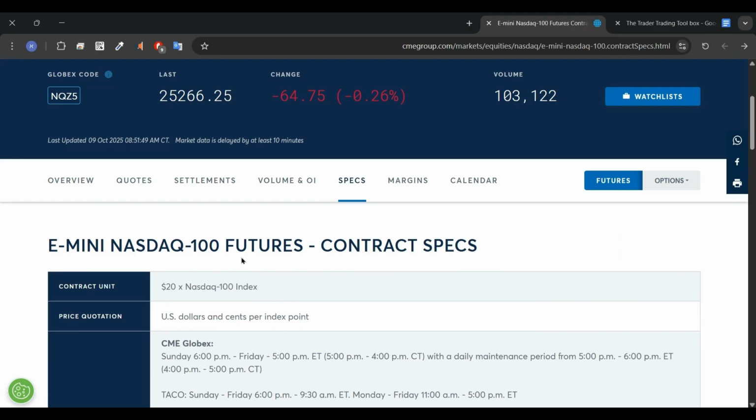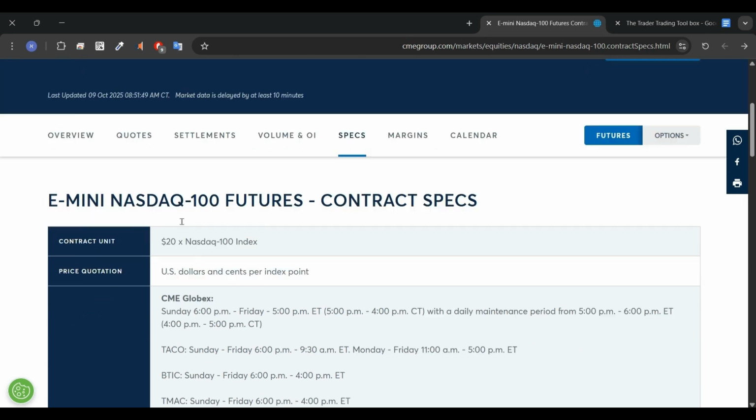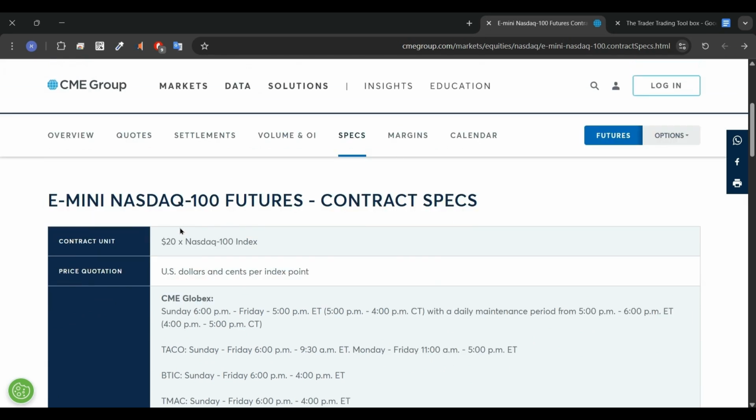Now that means this value is leveraged 20 times compared to the underlying asset, and they also write it here as $20 times the Nasdaq index. That means one contract is equal to 20 units of the Nasdaq index. It is leveraged 20 times. You can see it right here.